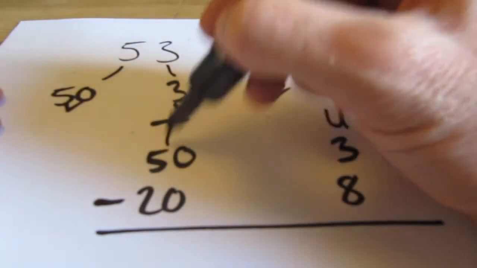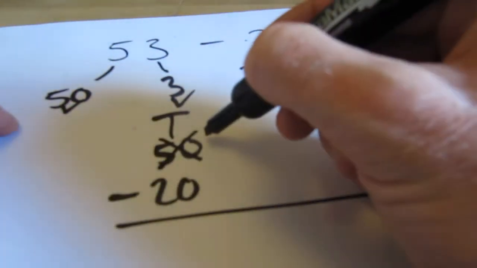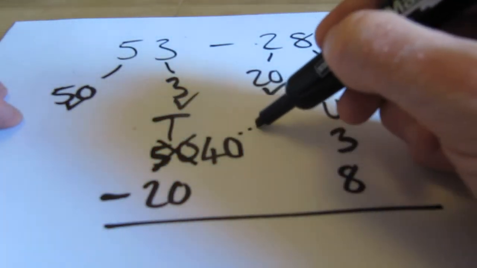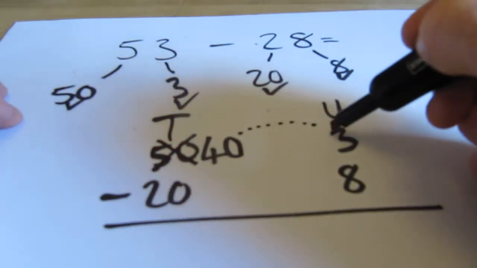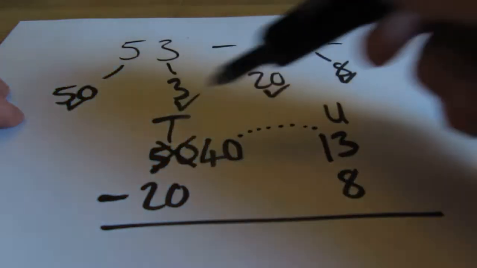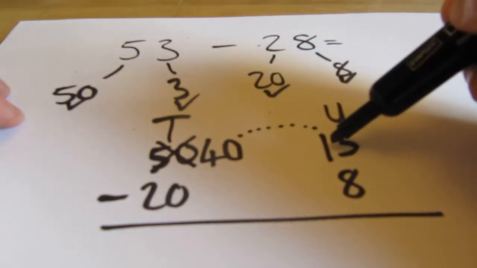I'm going to borrow 10 from here. We've already got 50, so I can take away another 10. That will leave me with 40 in this section. The 10 will make its way over here to turn 3 into 13. We had 50, we now have 40. We took 10 across, we now have 13.